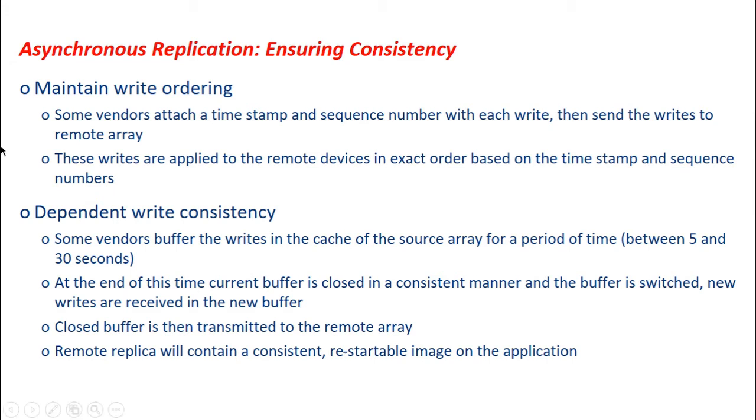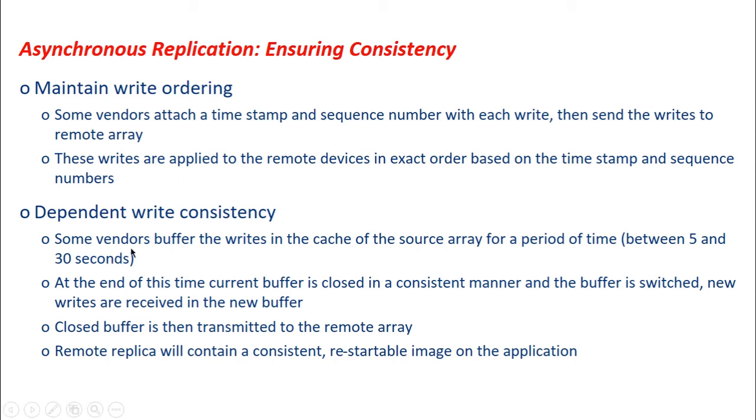So asynchronous remote replication ensures consistency by either maintaining the write ordering or by having dependent write consistency. In write ordering, some vendors attach a timestamp and a sequence number with each write and then send the writes to the remote array. These writes are applied to the remote site in exact order based on the timestamp and the sequence number.